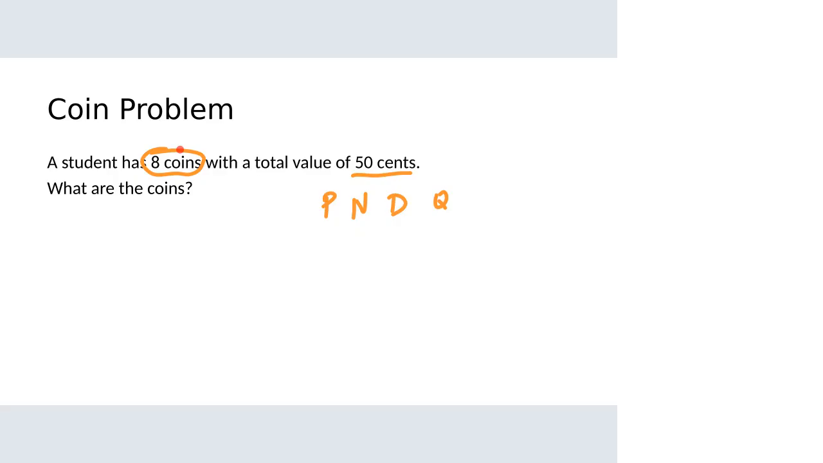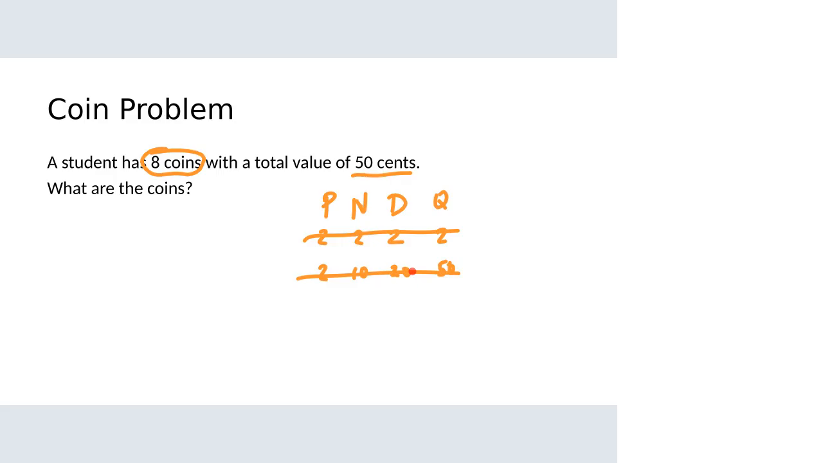We could kind of trial and error this thing and do maybe 2 of each and see what happens. That's one way to go, is you could say, well, what if he just has 2 of each? Let's see, the pennies then would be 2 cents. The nickels, 5 cents times 2 would be 10 cents. The dimes, 2 times 10 would be 20 cents. And the quarters, 2 times 25. Oh, you know what? 2 quarters already puts this student at 50 cents. So that's not going to work. That's no good. So 2 of each is no good.